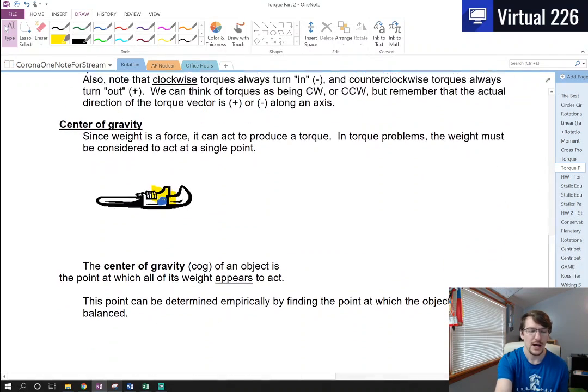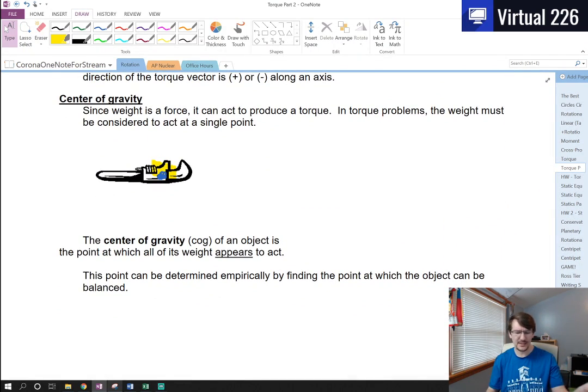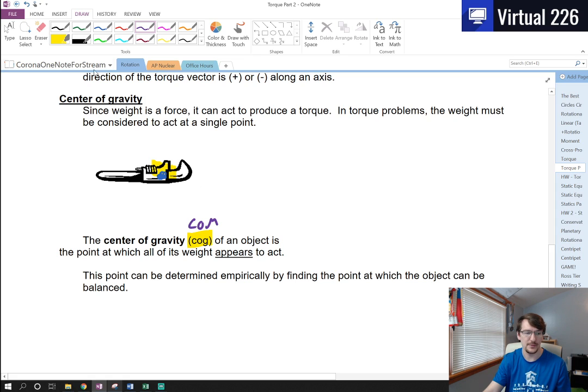Okay. One other thing we'd like to talk about here is the idea of a center of gravity. Sometimes I'll also call this a center of mass. So instead of abbreviating as COG, maybe I'll abbreviate it sometimes as the center of mass, which would be a COM. Same idea, same thing.